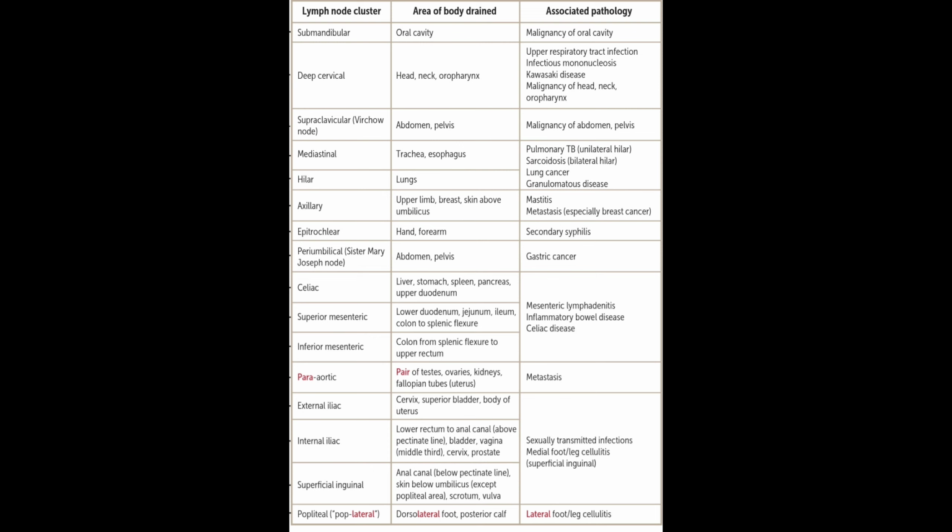Now we are going to talk in detail about the individual lymph node clusters, the area of the body drained by each lymph node, and the associated pathology. First of all, we are going to talk about the submandibular lymph node. The submandibular lymph node drains the oral cavity, and any associated pathology of the submandibular lymph node is associated with malignancy of the oral cavity.